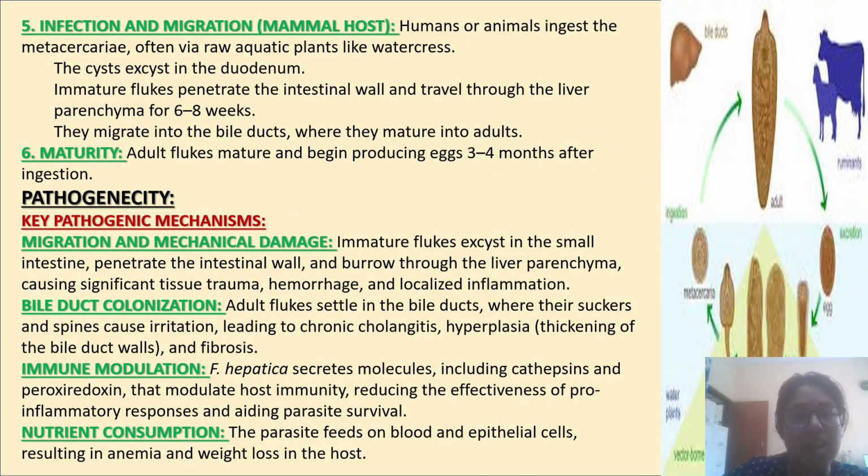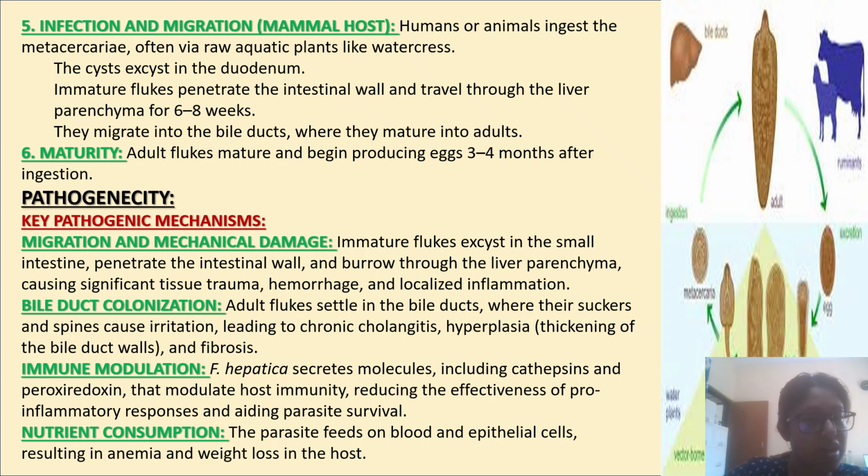Next, infection and migration stage. Humans or animals ingest the metacercariae, often via raw aquatic plants like watercress. The cysts excyst in the duodenum. Immature flukes penetrate the intestinal walls and travel through the liver parenchyma for 6 to 8 weeks. They migrate into the bile ducts where they mature into adults. Maturity stage: adult flukes mature and begin producing eggs 3 to 4 months after ingestion.